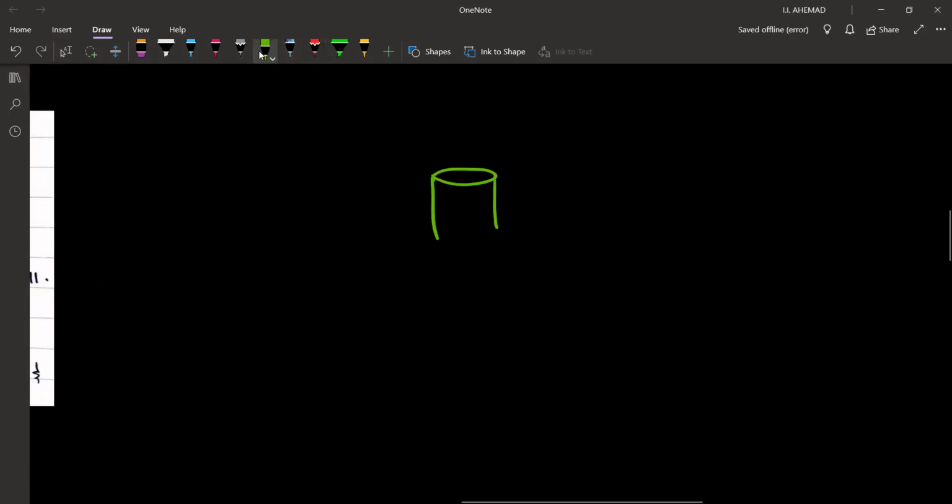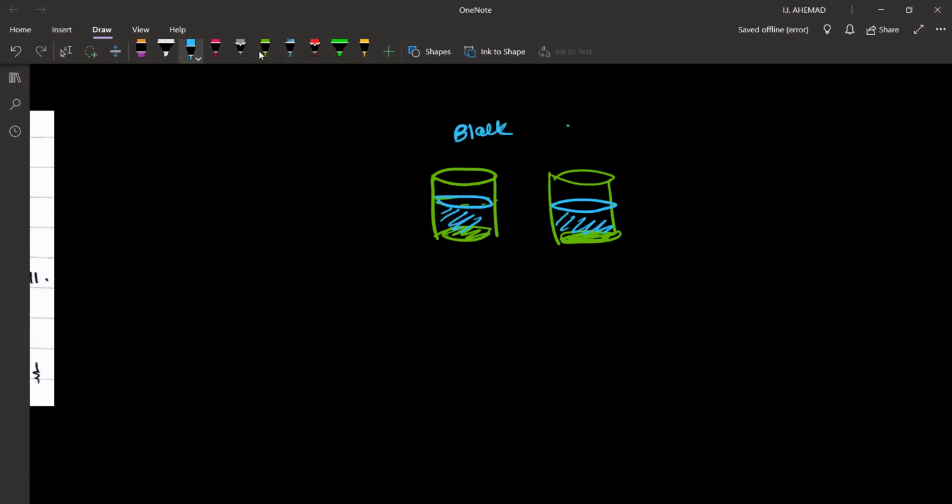A simple question. Now let's say we have some water in two containers. One of the containers is black in color, and the other is polished. You have a thermometer within both of them.